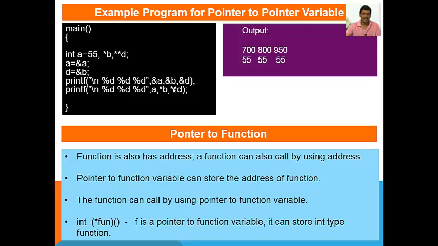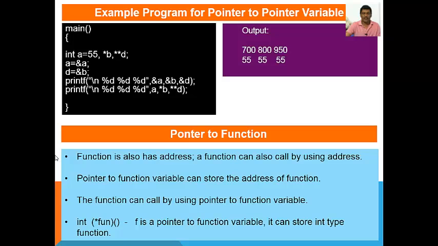Another star, valued 800. Valued 800 is 700. So it displays 55. So the three variables give 55, 55, 55. If we want to get the value, we put double star. If we want to get the value from a pointer to pointer, we put double star. Pointer to function.